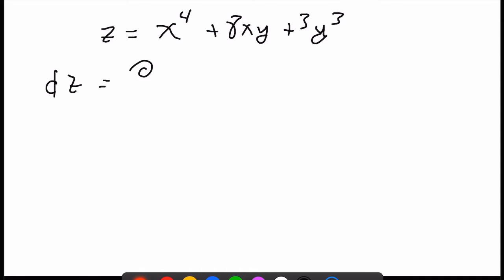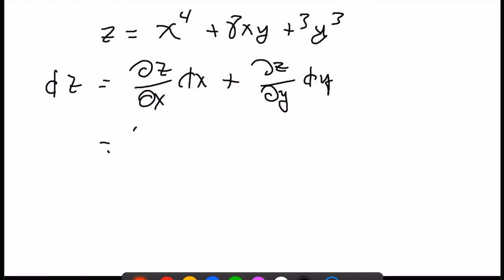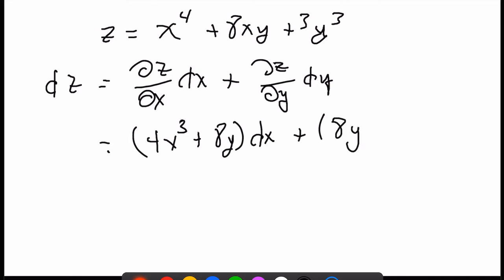Well, that's going to be partial of z with respect to x, dx, plus partial of z with respect to y, dy, right? So that's going to be 4x cubed plus 8y dx plus, that's right, 8y plus 9y squared, 8x, sorry, that's x. See, that's why we need to do these things live, because then you can yell at me and you get the great joy of yelling at me. It's no good to yell at me if I'm not there to be yelled at.